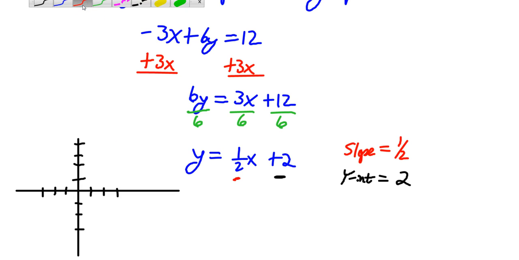Okay, so first thing we've got the y-intercept is at 2. So we're going to start at 2 on the y-axis. And then from there, slope is 1/2, so we're going to go up 1 and over 2. And there's the 2 points for your line.